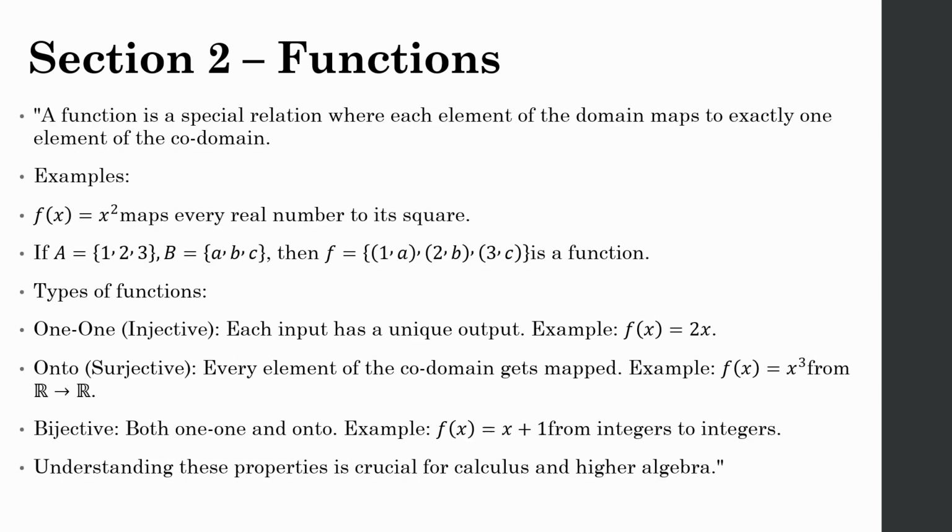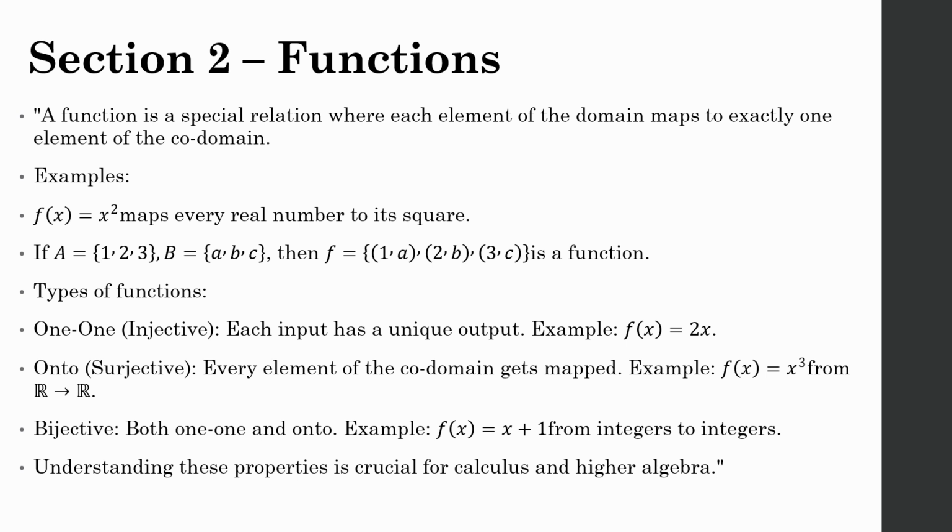Let's look at the mathematical definition of a function. A function is a special relation where each element of the domain maps to exactly one element of the codomain. Here, exactly one is the keyword. For example, f of x equal to x squared maps every real number to its square. Another example is A equal to {1, 2, 3} and B equal to {a, b, c}, then function f equal to {(1, a), (2, b), (3, c)}.